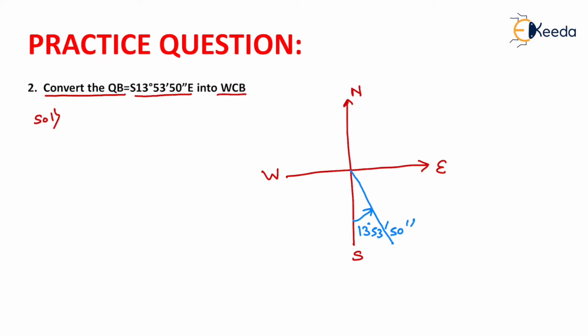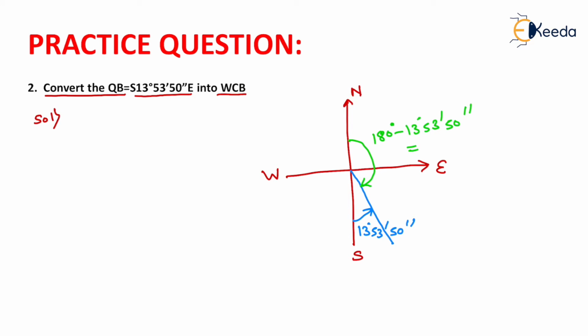Now for the measurement of whole circle bearing, we have to measure the angle from the north in the clockwise direction, which will be like this, that is the WCB of this survey line. Now to determine this angle, we have to subtract the given bearing, that is the quadrantal bearing, from 180 degree. So it will be equal to 180 degree minus 13 degree 53 minutes and 50 seconds.